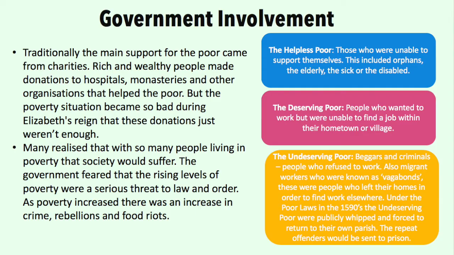It's important to note there were 3 different types of poor people. There was the helpless poor, those who were unable to support themselves. This included orphans, the elderly, the sick, or the disabled. Then there was the deserving poor, people who wanted to work but were unable to find a job within their hometown or village. And then there was the undeserving poor, beggars and criminals and people who refused to work. Also, migrant workers were known as vagabonds. These were people who left their homes in order to find work elsewhere.